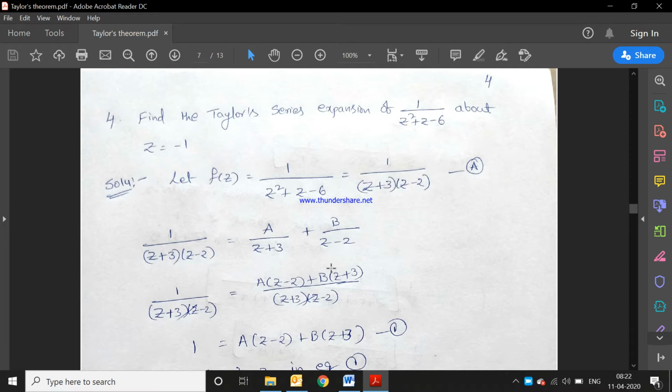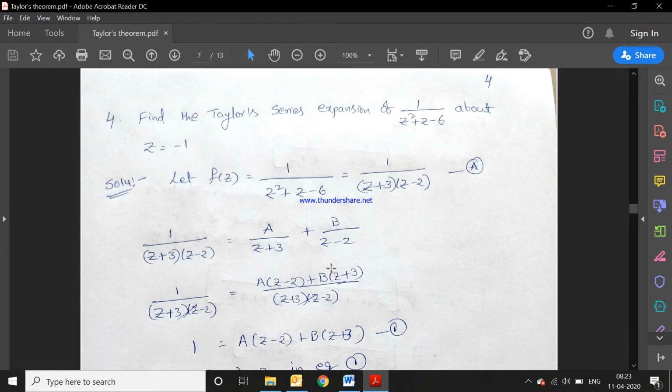We know how to substitute values in the Taylor series, but we can also write a series about z is equal to a, or in powers of z minus a. So the first example is: find the Taylor series expansion of 1 by z square plus z minus 6 about z is equal to minus 1.